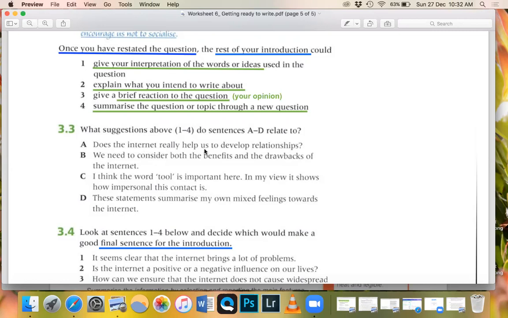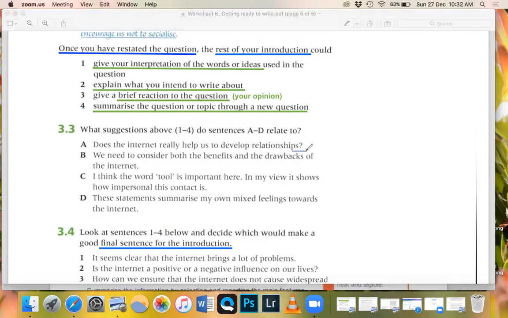So A says, does the internet really help us to develop relationships? So which one of these, number 1 to 4, does A match? Please just type the number in the chat box. So is this giving an interpretation? Is it explaining what we want to write? Is it giving our opinion? Or is it giving a new question to summarize the topic? So please type number 1 to 4 in the chat box. What is A? Does the internet really help us to develop relationships?